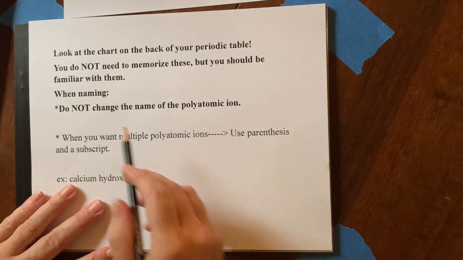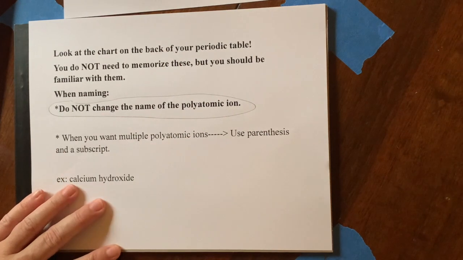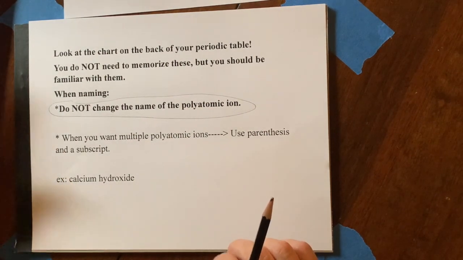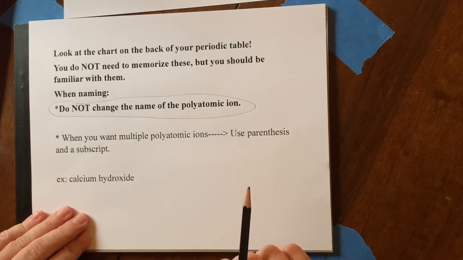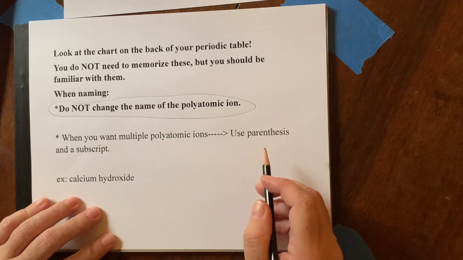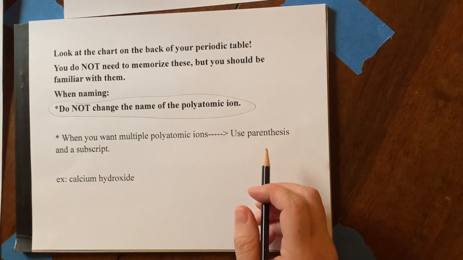So let's see how we're gonna use this. One of the big things, and I have this bolded and starred here: do not change the name of a polyatomic ion. You're gonna write it exactly as it is on the back of your sheet. If you need more than one polyatomic ion, you're gonna use parentheses and a subscript. Let's see what I'm talking about, all right?